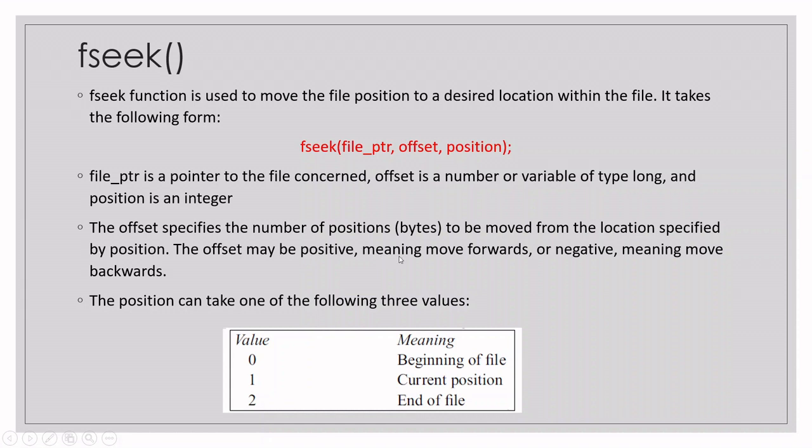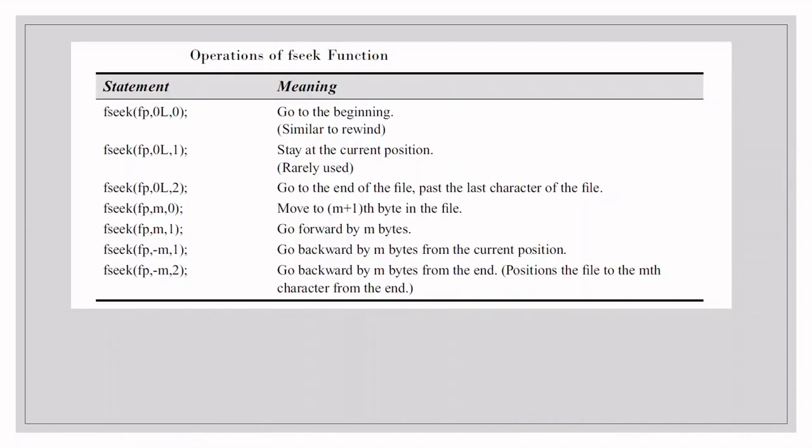Offset positive means it should move forward, and offset negative means it should move backward. Say plus 5 means move 5 bytes forward, minus 5 means move 5 bytes backward from position. Position is given by these three values: 0 beginning, 1 current position, and 2 end of file. I think this will be more clear from some examples.